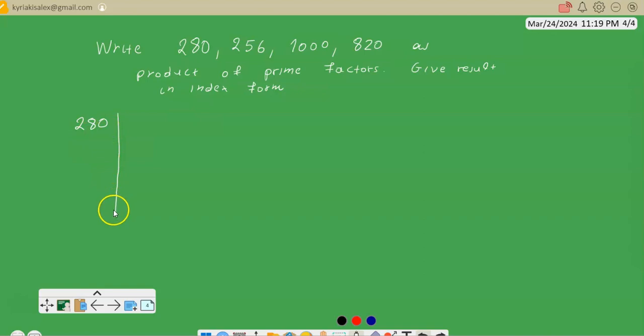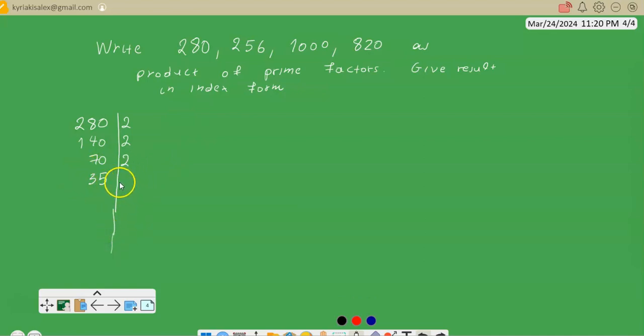So let's start from 280. In the first column here we put the number. In the second column we start and divide by the first prime number. Can we divide by 2? Yes, this gives us 140. 280 divided by 2, 140. Then we divide by the prime number 2 again, because we get a perfect division. So this is 70. 70 we continue to divide by 2. We get 35.